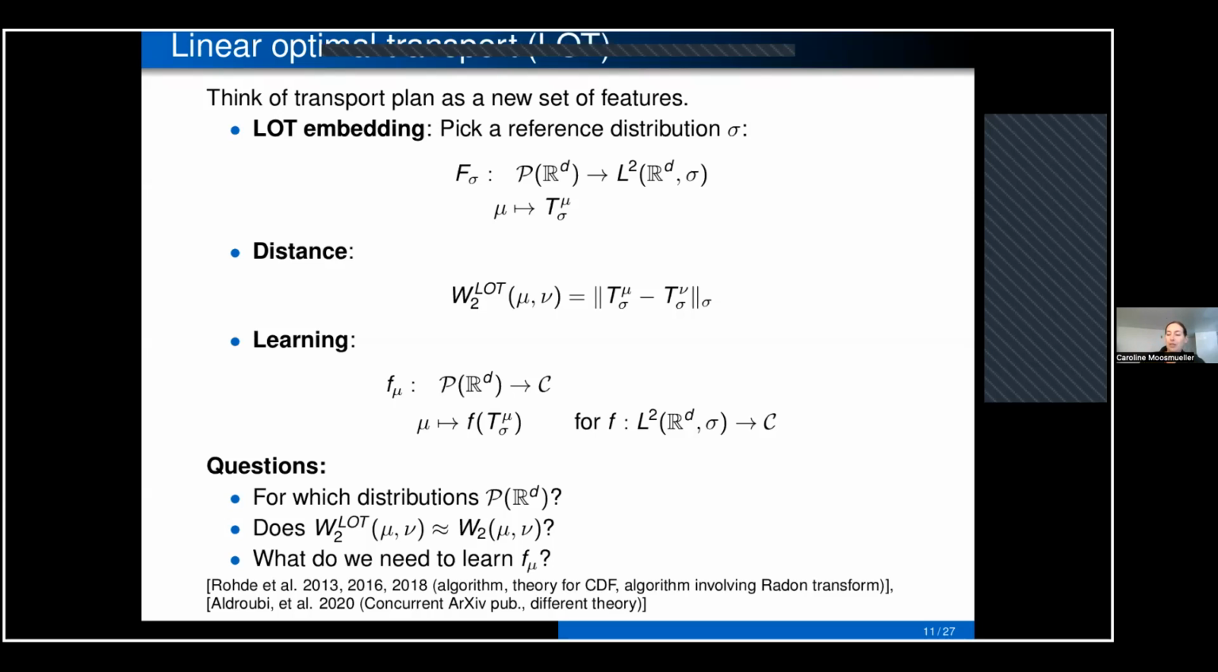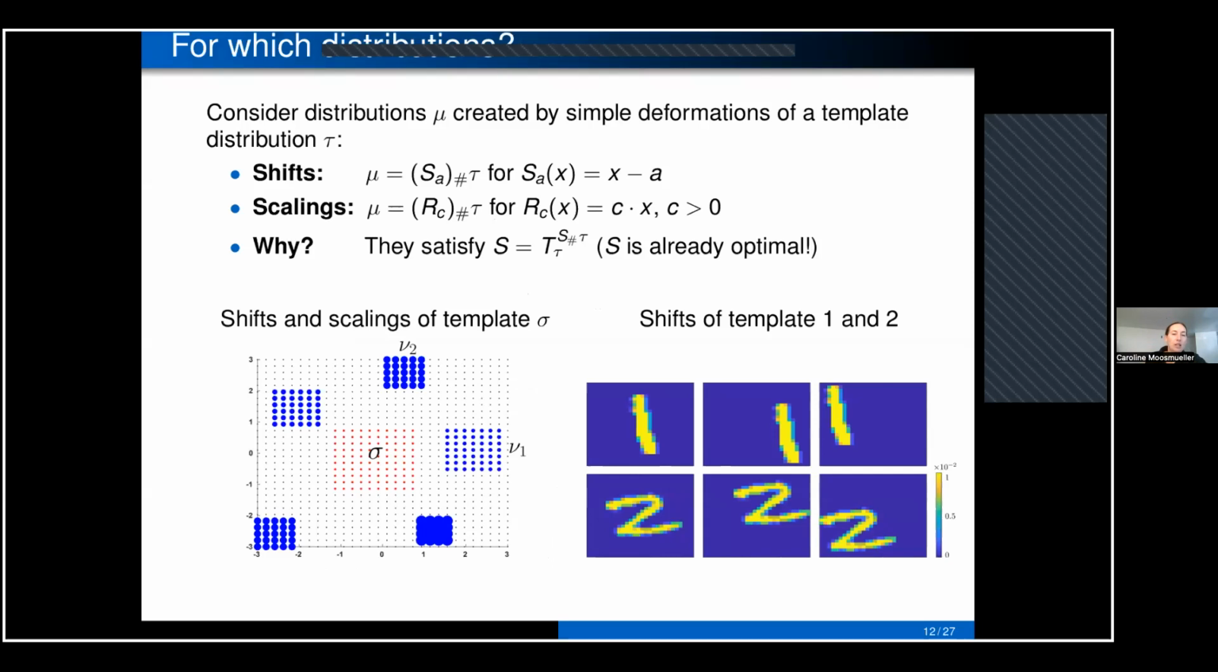Okay, so coming to the questions, for which distributions? This is what I mentioned at the beginning. We're going to consider sets of distributions that have been created by elementary transformations. So something like a shift, something like a scaling, something like a specific kind of shearing, which I will talk about later. Really what we're saying is, you have a template image, a 1, and you shift it around, you scale it, you do some shearings, and then you have another class in which images of 2s have been created by similar kinds of things. This kind of setup works really well in this LOT embedding idea.